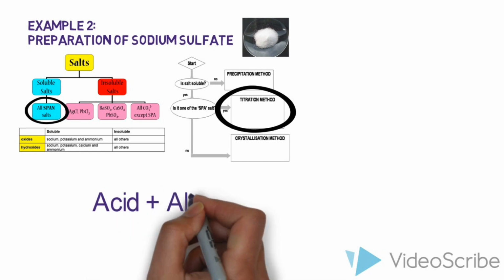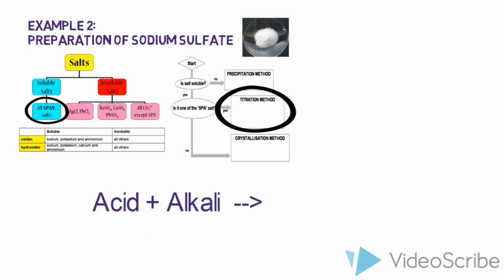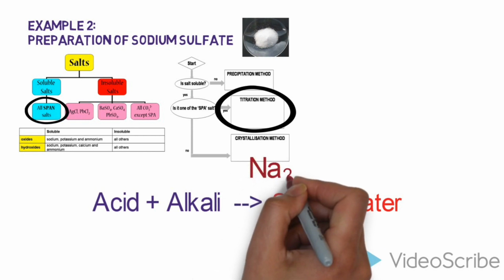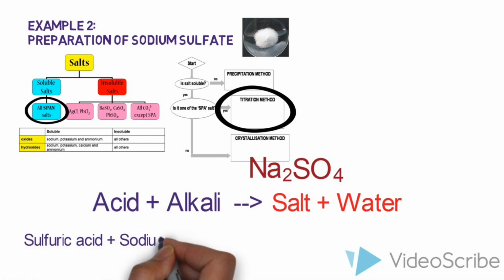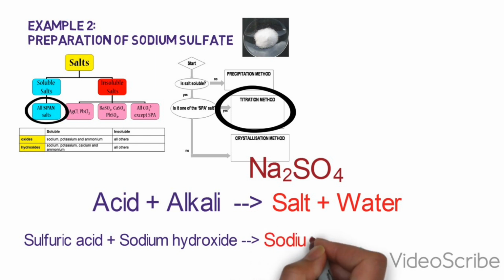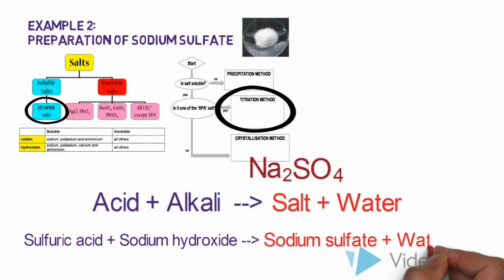In the titration method, we have to use an acid and an alkali, and the product will be a salt as well as water. To choose which acid and alkali to use, we have to go back to the salt that we need to form, in this case, sodium sulfate. So we need a reagent that has the sodium ions as well as another reagent that consists of the sulfate ions. And so I've chosen to use sulfuric acid as well as sodium hydroxide. And this will give me sodium sulfate and water.